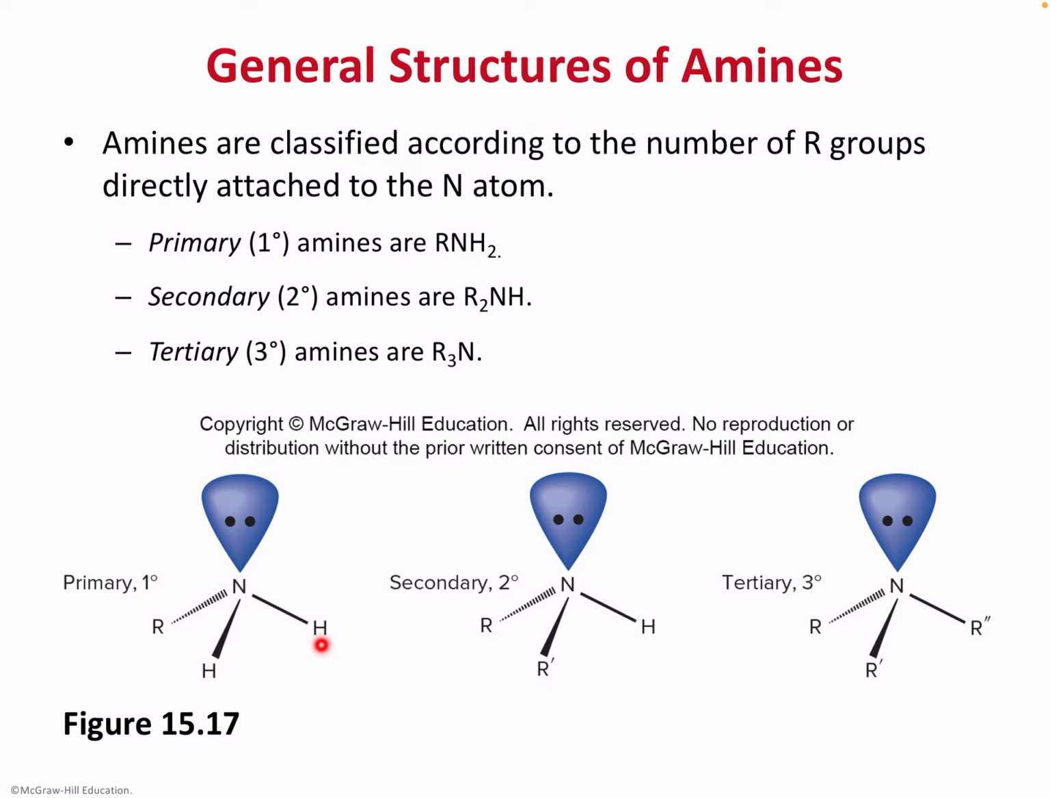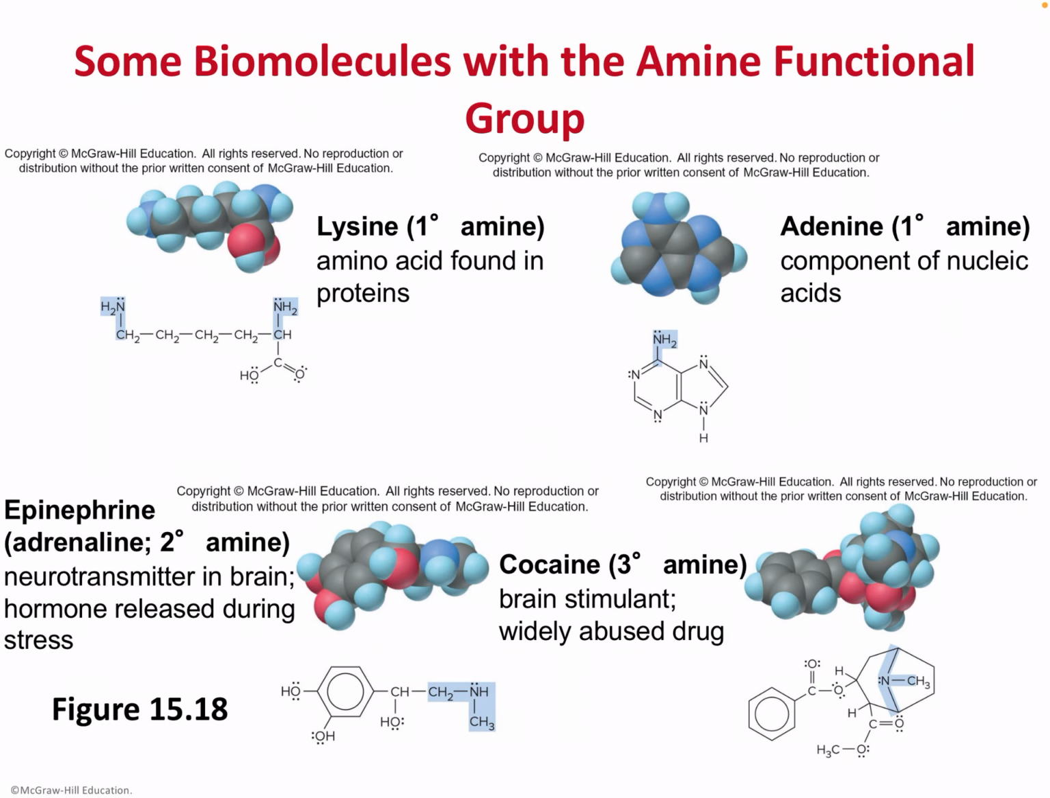R2NH. When both hydrogens are replaced by alkyl groups, we call them tertiary amines. So basically tertiary amines don't have any hydrogens on nitrogen. So these are some of the examples with the nitrogen functional group, or the amine functional group. So this is lysine, which is an amino acid, and this is adenine, a component of nucleic acid. You can see NH2, and then epinephrine.